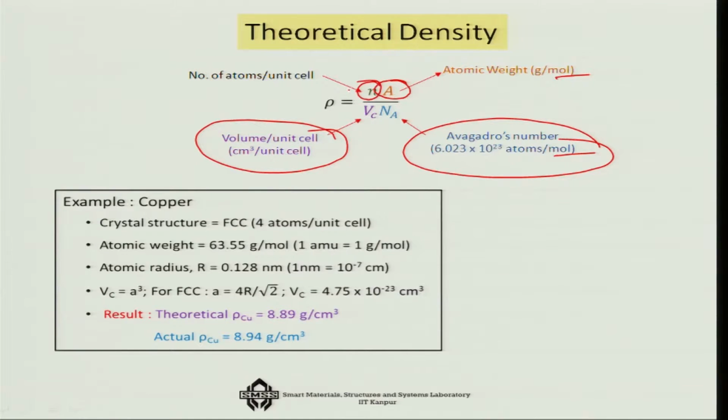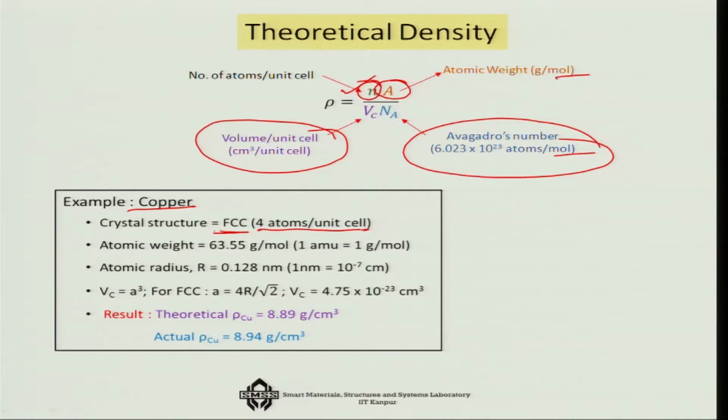Now, you have the number of atoms, so you multiply by the weight of each individual atom, and you get the total weight of the system, and the volume. So, you should be able to calculate the density of the system. Let us try to use it for a simple material like copper. Copper structure is FCC, and you can find out that FCC has 4 atoms per unit cell.